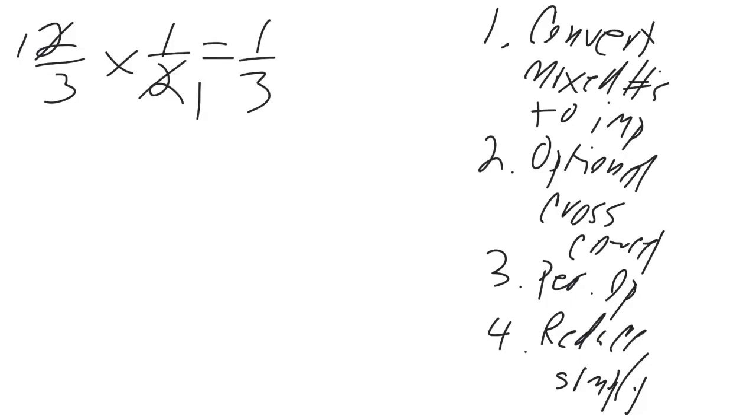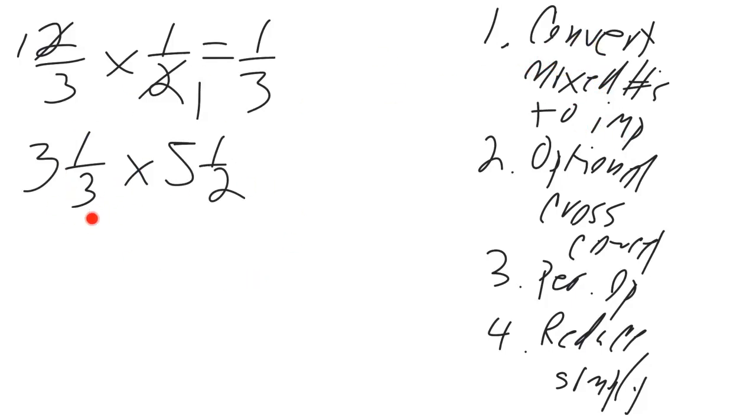So it just makes the math easier, but it is optional, so you don't have to do that, but I recommend that you do. And then I've already done step 3, perform the operation, which is multiplying straight across. 1 times 1 is 1, 3 times 1 is 3, and you would get 1/3 there. Now let's take another multiplying example. Let me use a mixed number this time. So let's say if we had 3 1/3 times 5 1/2. Okay, so now we do have step one, convert mixed numbers to improper fractions.